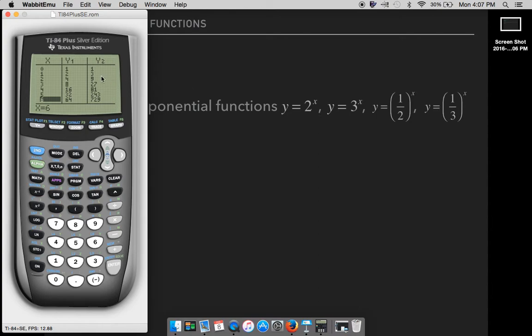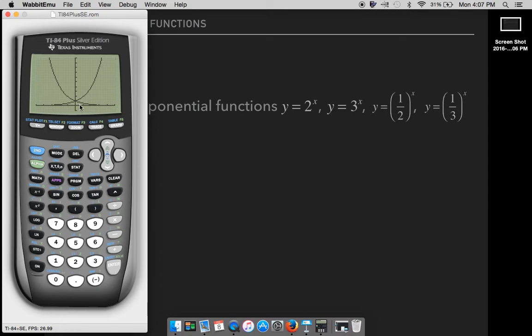If it was a 2, they double. If it's a 3, they triple. But what happens when it's half? Let's take a look. I'm going to pair the 2 to the x, and I'm going to change this to be the 1/2. So we can see those side by side. Okay, and let's graph those. There's our first one, 2 to the x, and here is 1/2 to the x power.